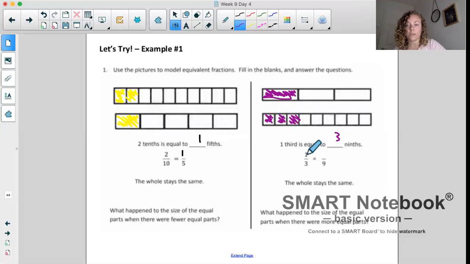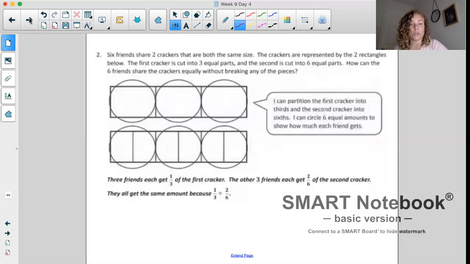We shade it here too. 1/3 is equal to 3/9. What happened to the size of the equal parts when there were more equal parts? So there's more equal parts down here than there. There's only one part here. There are 3 parts here. Those 3 pieces are each a lot smaller so that they can together equal the size of this up here, the 1/3.